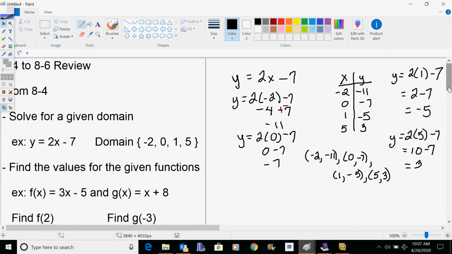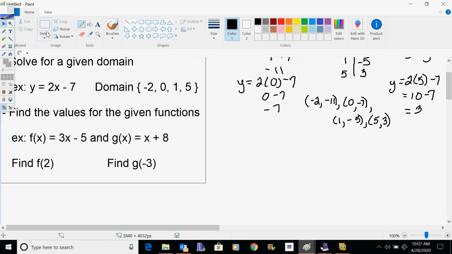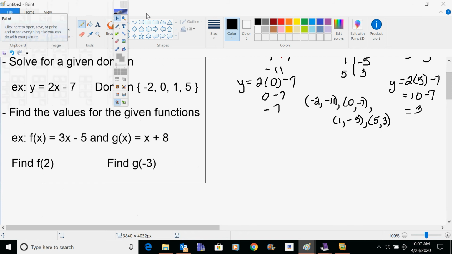Okay, so that would be one type of thing you could do. There'll be a couple of examples on that for you to do, to find the right y value to go with the right x value, just like you did. You're just given the domain for that. Then the other part, find the values of the given functions. This one's a little bit even easier.